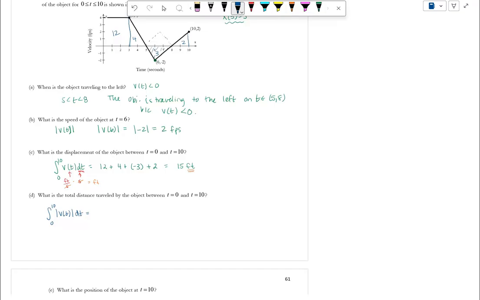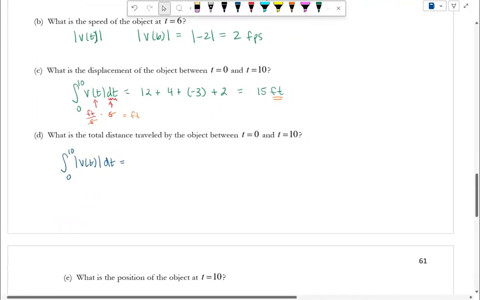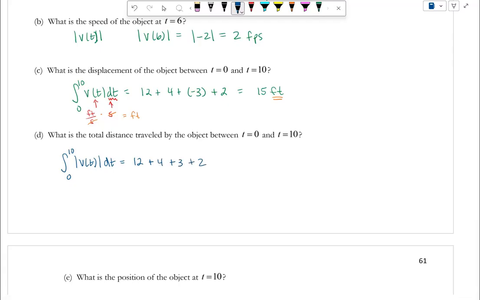And if I were to actually graph this absolute value function, it would just flip that little triangle up over the axis. So I'm going to add 12 plus 4 plus 3 plus 2, and that is going to give me 21 feet.